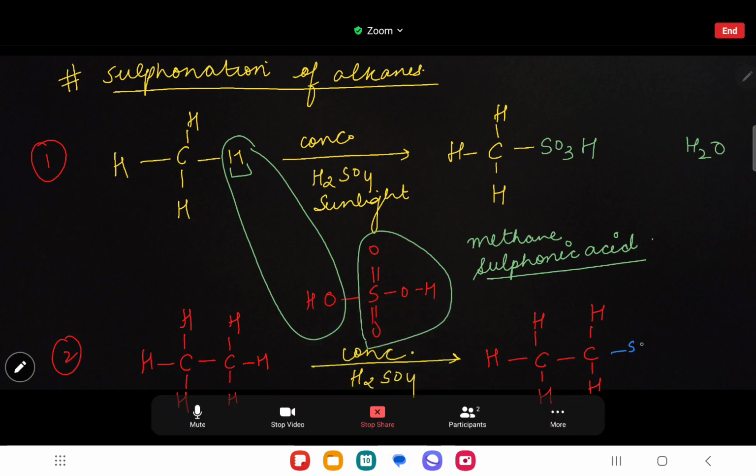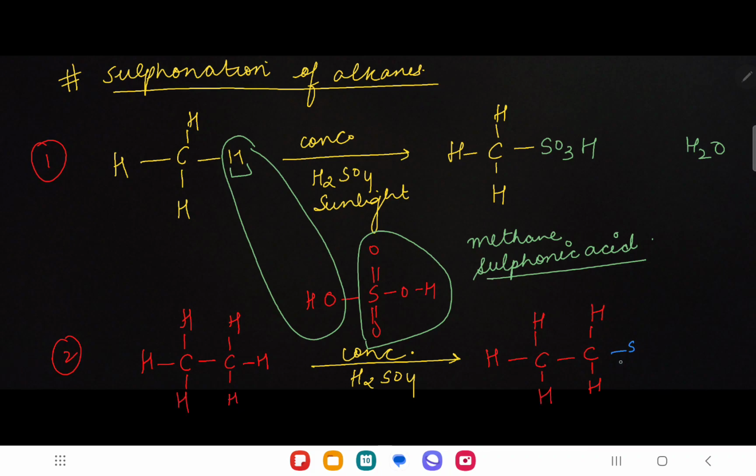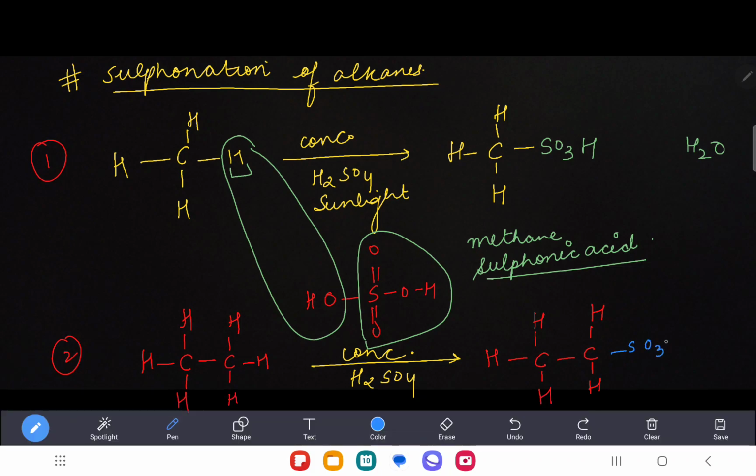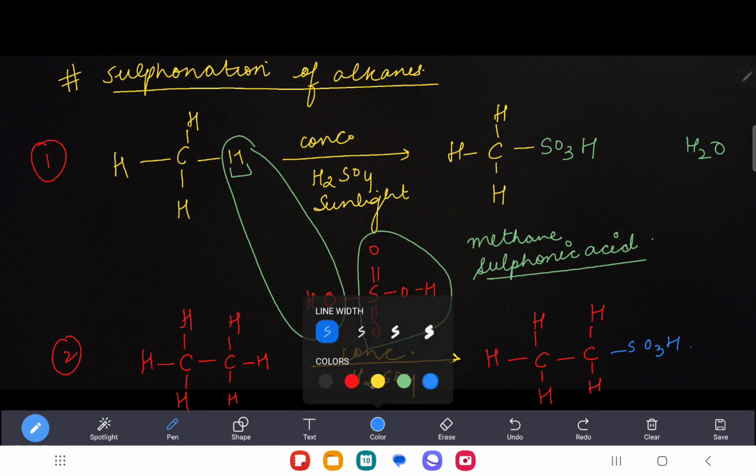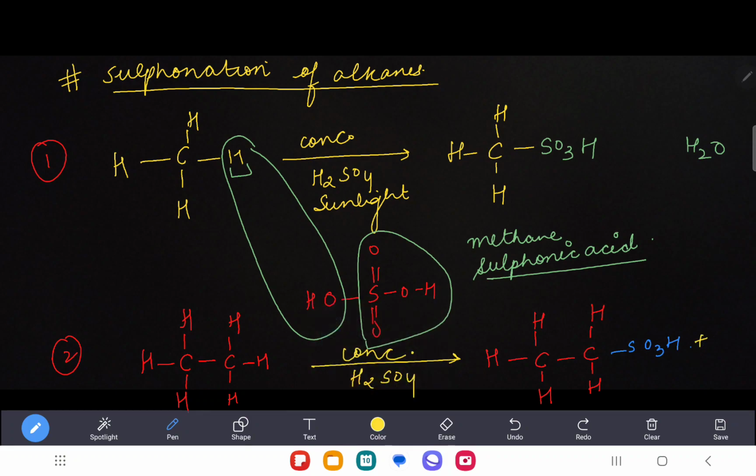So we have SO3H. Yes or no? And again, water is formed. The name here would have been ethane, but now one H is substituted by sulfonic acid. Are you understanding my point? So it is ethane sulfonic acid. Understood or not? So this is the sulfonation of alkanes.